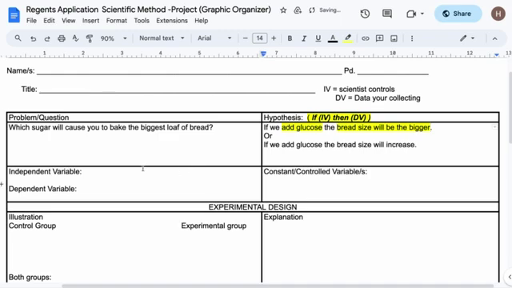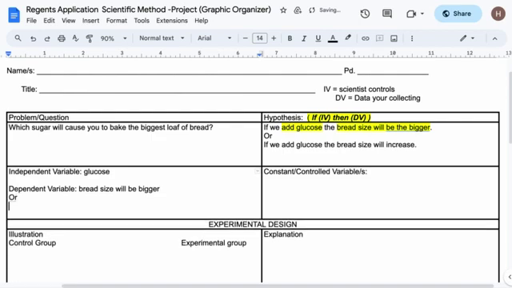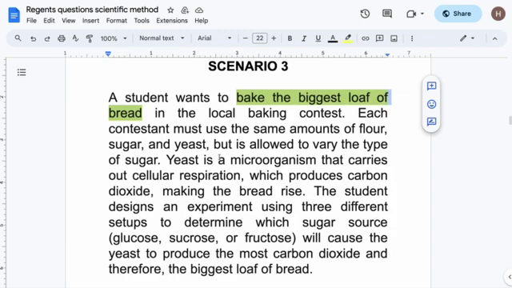Okay, so our independent variable we decided is adding glucose. Our dependent variable is that the bread size will be bigger, or we could just say bigger bread size. What's the constant? What's going to remain the same?